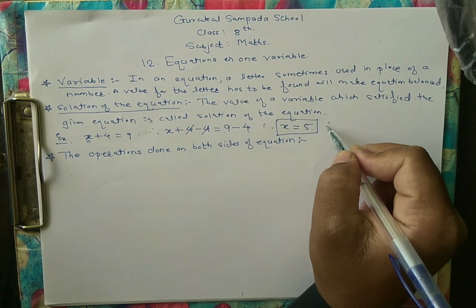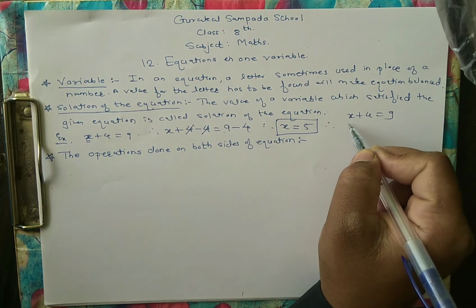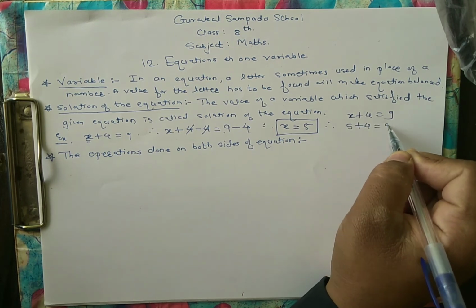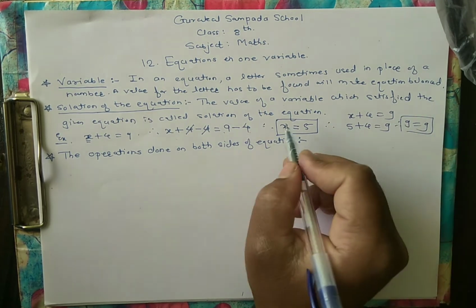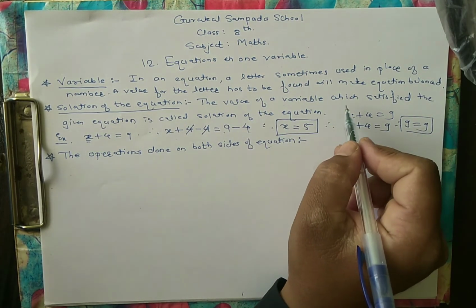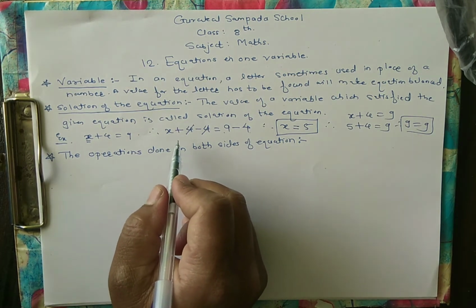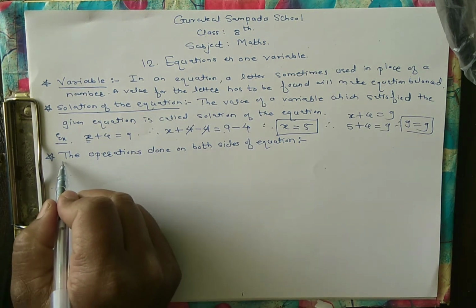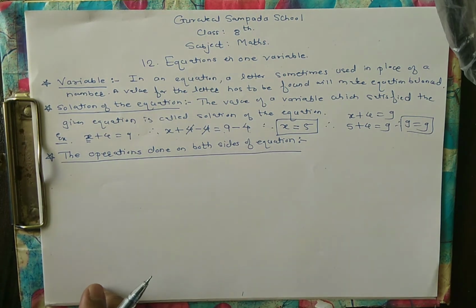Now observe, the equation is x plus 4 is equal to 9. If we substitute 5, then 5 plus 4 is equal to 9, so 9 is equal to 9. This means this value of the variable satisfies the equation. So that is called the solution of the equation. Next one is the operations done on both sides of the equation.